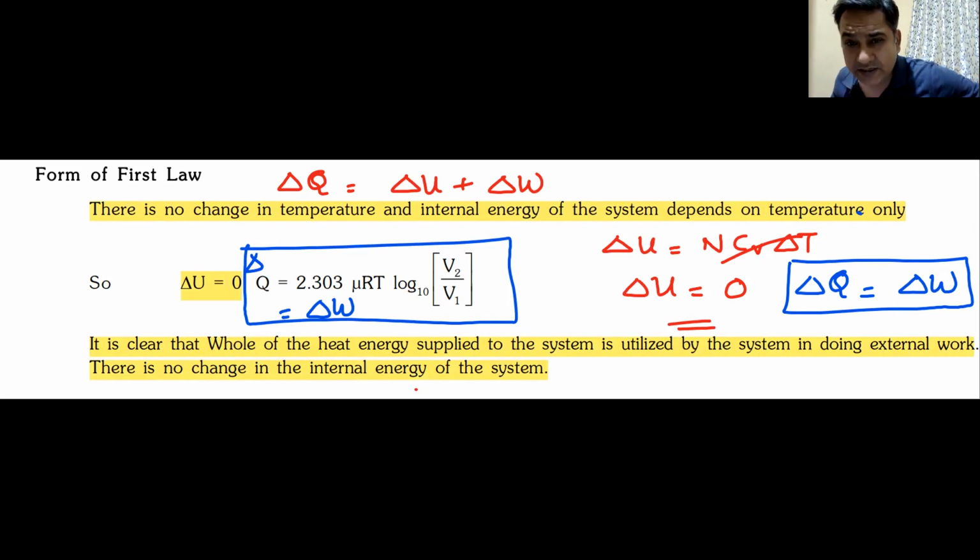But remember, an ideal isothermal process is not possible. As I've already told you, there is no process in this universe where entire heat can be converted into entire work. Do we understand this? Therefore, an ideal isothermal process is not possible. It is only a theoretical concept. We cannot make a machine that converts entire heat into entire work. An ideal isothermal process is not possible.